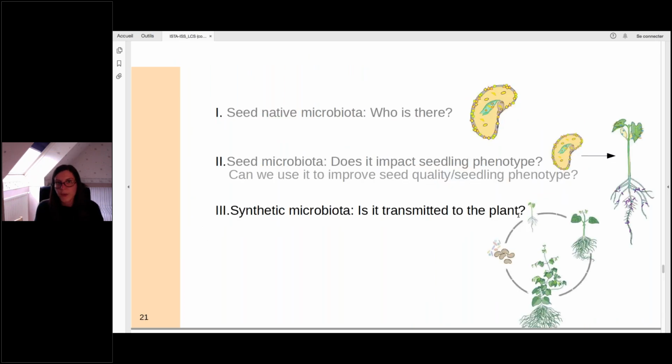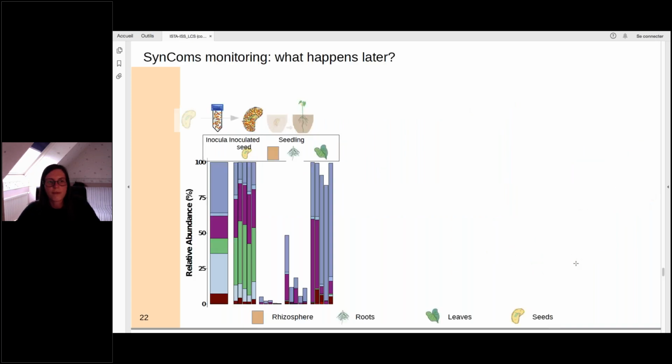And finally, if we use these solutions of synthetic community, we need to know up to what developmental stage they will be transmitted and if they have impact on the plants at later stages. So to do so, we also inoculated our seeds with synthetic communities. It's the same kind of graph as before, so you know how to read it by now. Here, we decomposed the analysis by plant compartments.